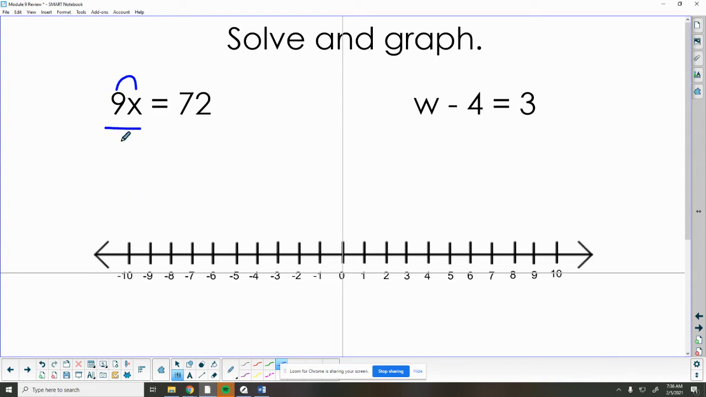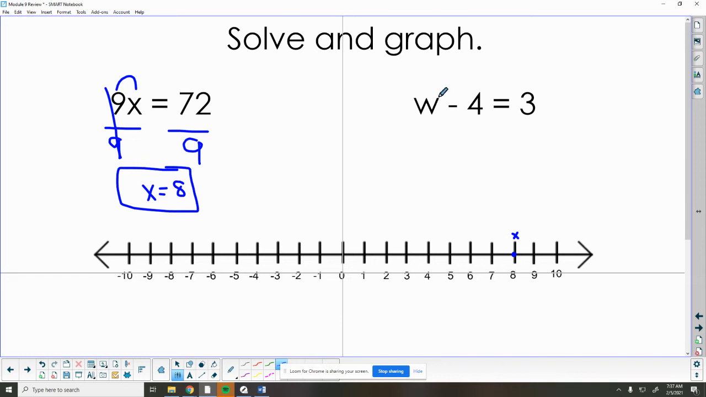So we would want to divide by 9 on both sides. So these cancel out. 9 divided by 9 is 1x. 72 divided by 9 is 8. So x equals 8. Plug it back in to check. 9 times 8 is 72. So I'm just going to graph that x equals 8. So I'm going to put a dot there and say that is x.